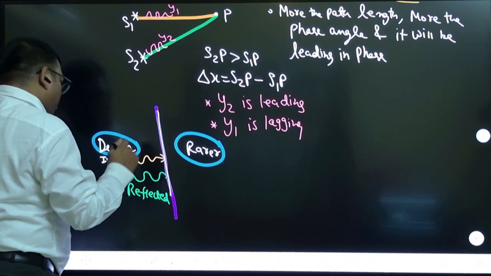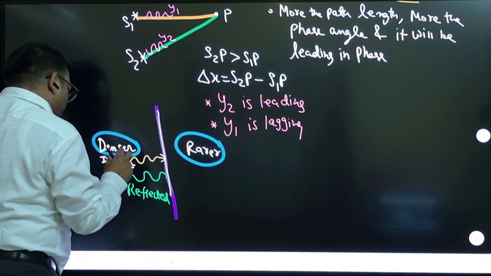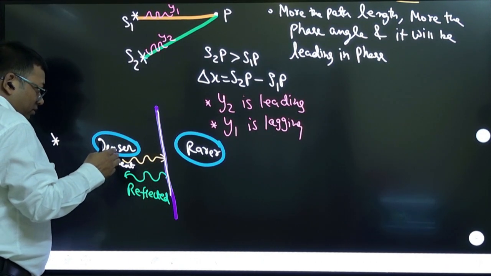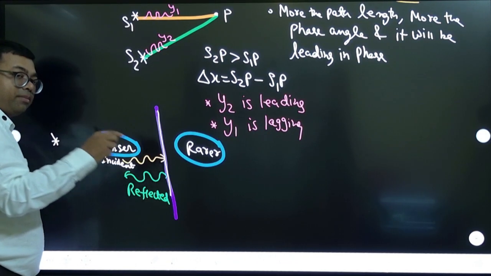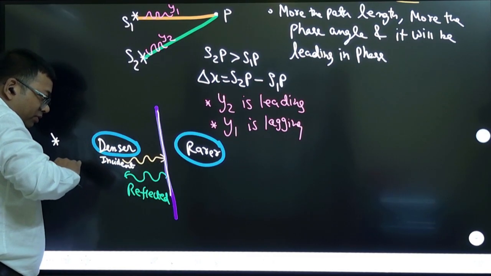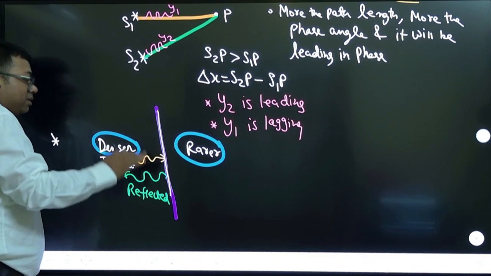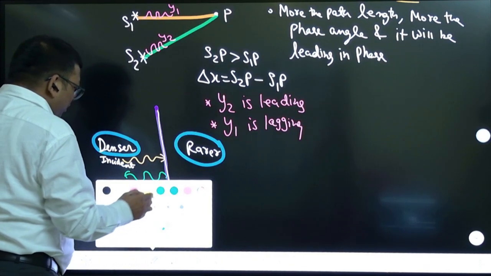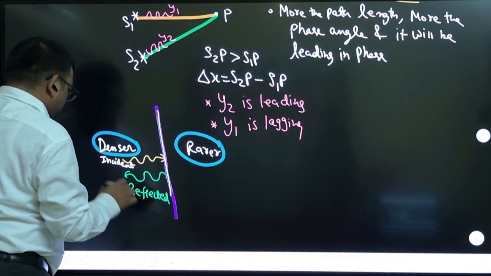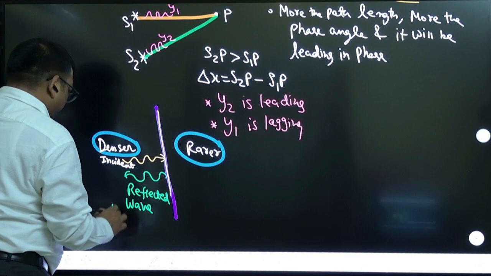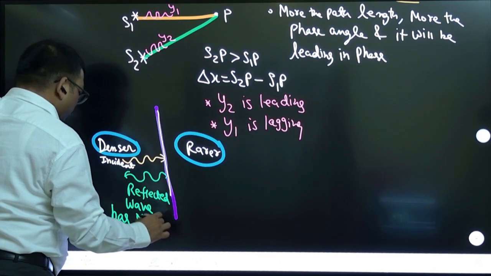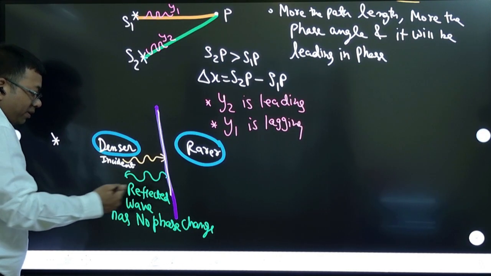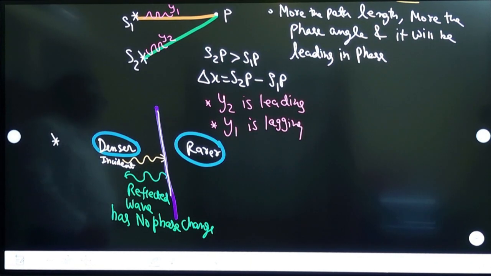If the wave is going from denser medium to rarer medium, reflection happens at the rarer medium. Will this reflected wave have any phase change or not? That is what we need to understand. This reflected wave has no phase change as compared to the incident wave. So between the incident wave and reflected wave, there will be no phase change. That's important to note.